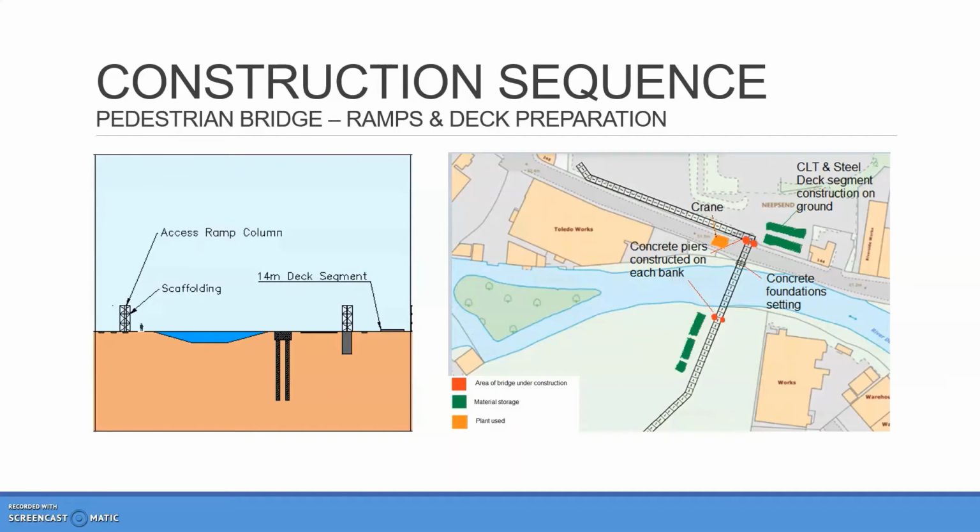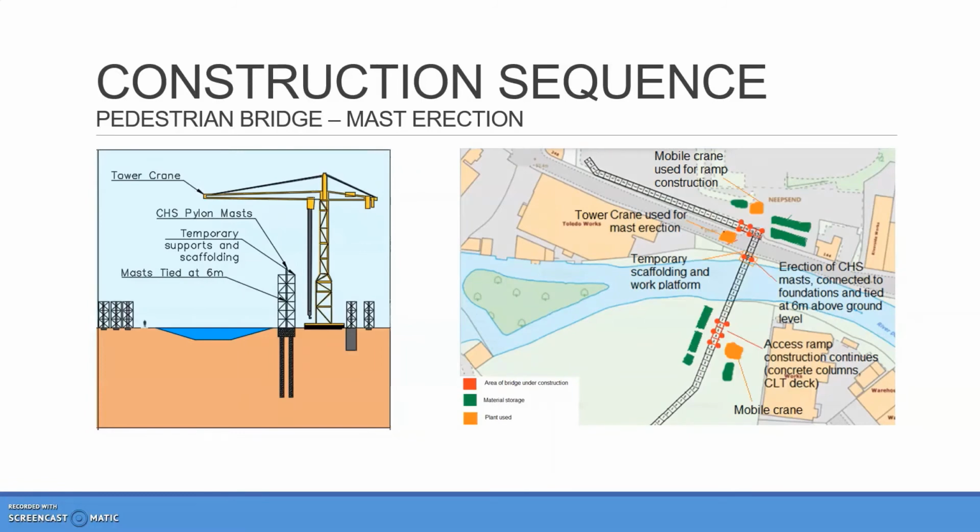Access ramp construction starts from the supports closest to the riverbanks and consist of circular concrete columns and CLT decking. The masts, consisting of steel CHS sections and pin plates welded off-site, are erected using an onshore tower crane. The masts are secured with a bolted connection to foundation pile caps. Temporary supports are erected around the mast to allow construction access and to provide stability during the construction phase. The masts are then tied at 6 metres above ground using steel cable.